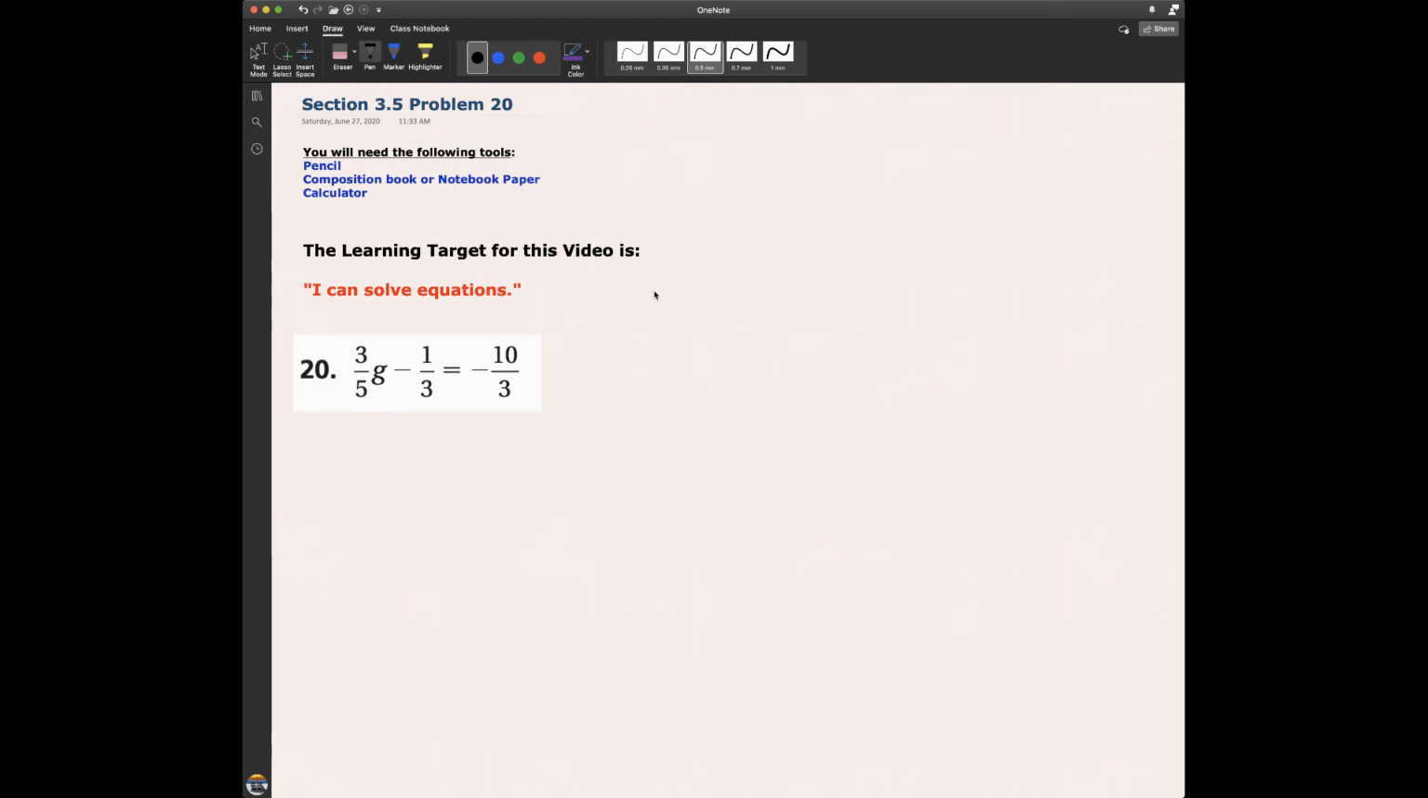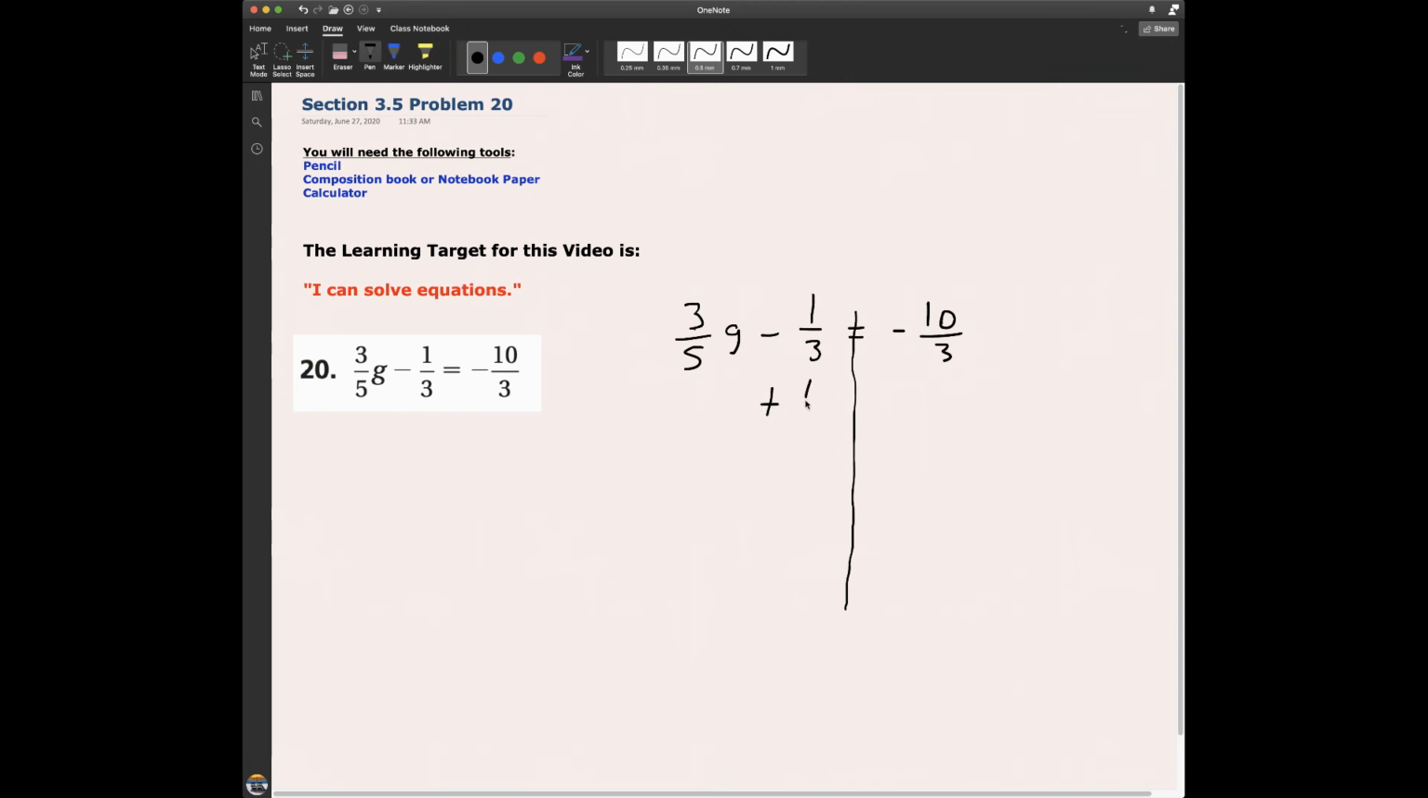All right, so my first step when I'm solving equations is, let me write this down, 3/5 g minus 1/3 equals negative 10 over 3. So I'm going to show you two ways to solve this equation. The first way, I'm just going to use the process that we've learned so far. So let me add 1/3 to both sides.